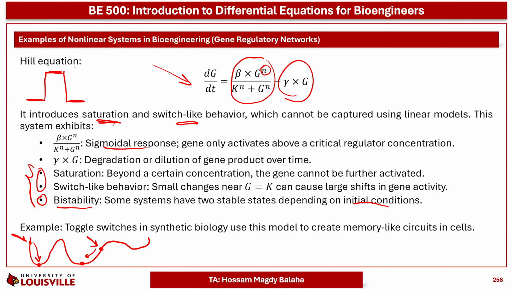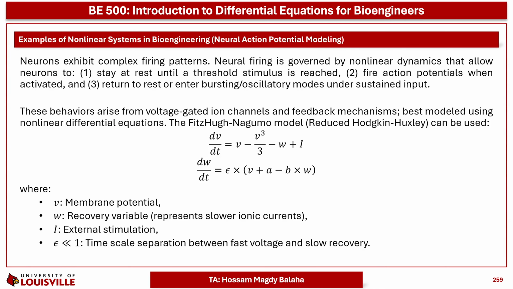And the Hill equation or the Hill model can be used as a toggle switch in synthetic biology to create something called memory-like circuits in cells. This is another example of neural action potential modeling. And here neurons exhibit complex firing patterns. And this neural firing follows nonlinear dynamics.